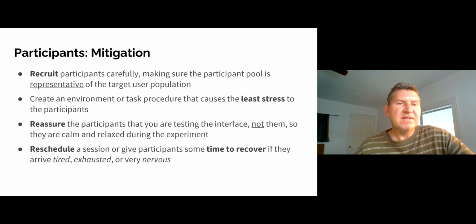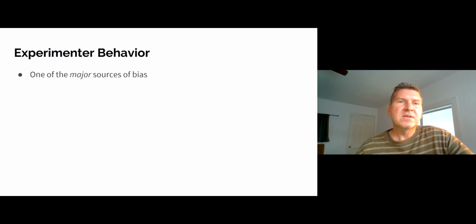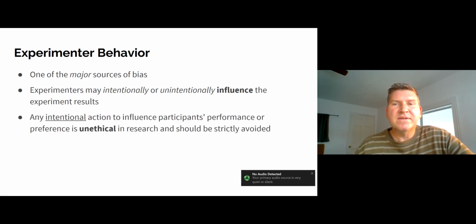It's perfectly fine if you want to reschedule a session or give some participants some time to recover if they are arriving and they're not really in the mood to do their best performance or they have a lot of stress. Another thing that we need to consider is experimenter behavior. This is one of the bigger sources of bias. Intentional action to influence performance, unless it's a deception study, is unethical, and we should avoid that. So we shouldn't try to induce stress to test out stress unless it's been fully vetted by the IRB.